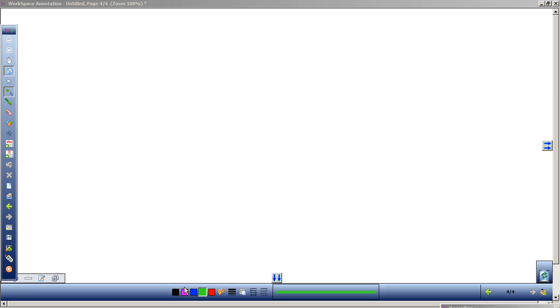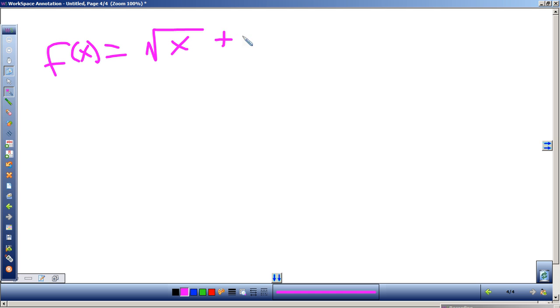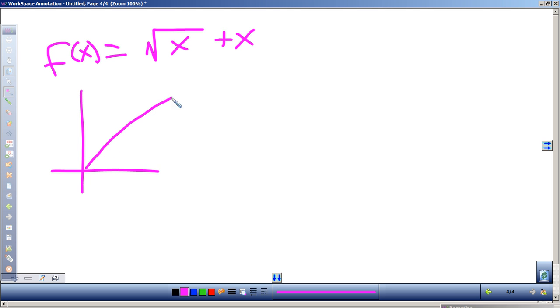I think we want to do another one of these, a bit more complex. M of x equals, let's do square root of x plus x. What can you tell me about this graph? Well, what does the square root of x look like? Okay, x can't be negative, that's a good point. So, when you look at the graph, it's going to look something like that.